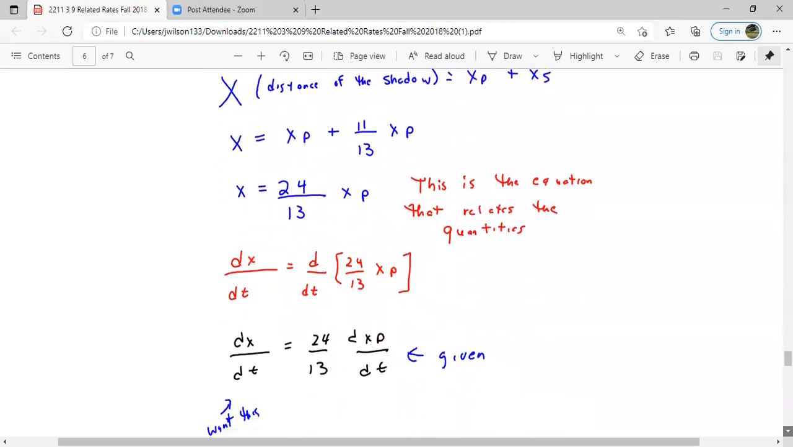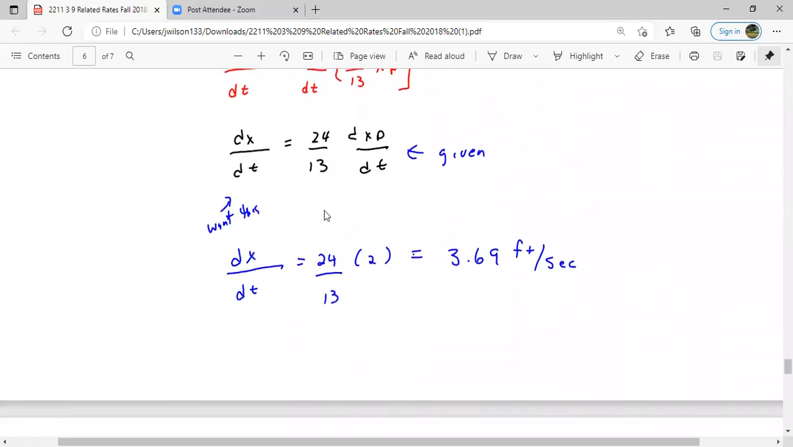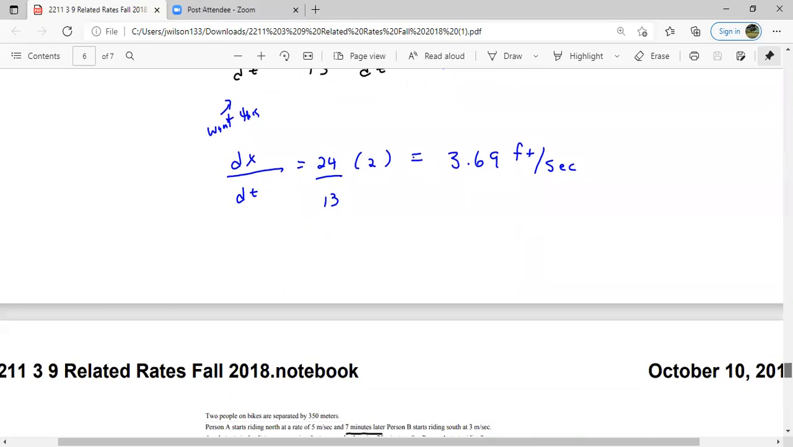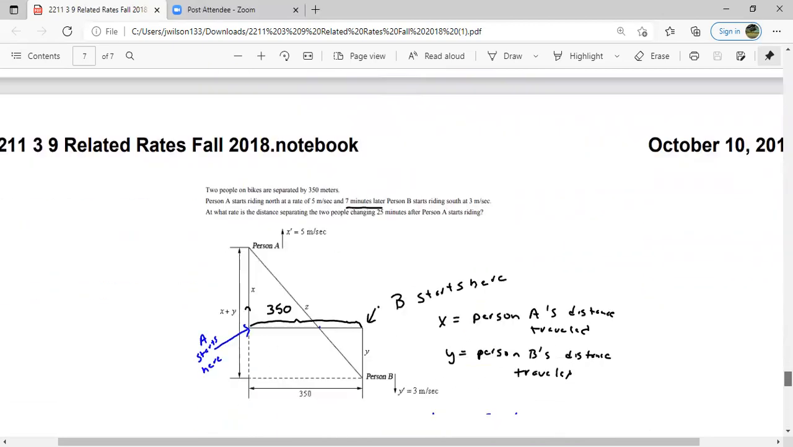So we substitute in the 2, and then we get 3.69 feet per second. That is how fast the tip of the shadow is moving at that instant in time when the man is 25 feet from the pole.